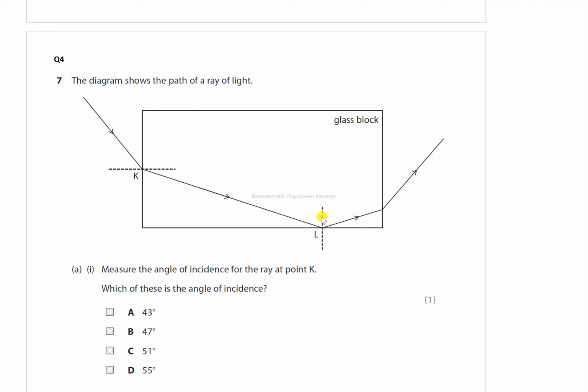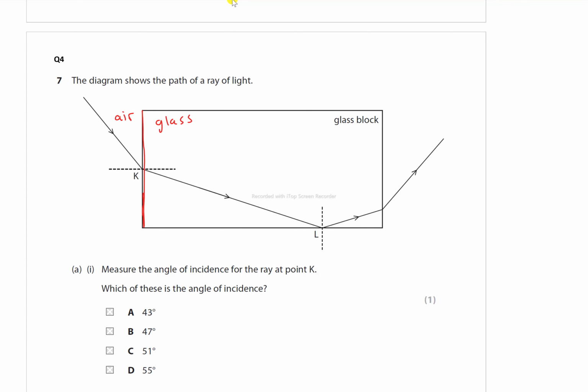Right, we're carrying on with this waves light worksheet. Let's do a few things. So this here is your boundary between glass and air.